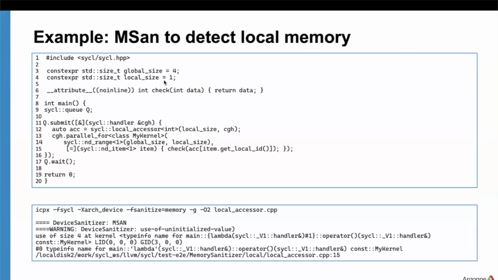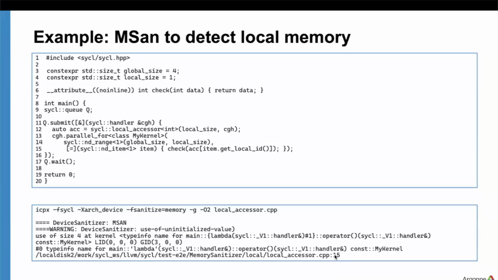These are some MSAN examples. Again, in the SYCL example, we just allocated a SYCL accessor ACC, and then we never initialized it. And then here we try to use the ACC array with the check function. So the sanitizer says, oh, you are trying to use this array without initialization. In this example, you can see the warning device sanitizer use of an uninitialized value, and then you need to check local accessor CPP, line number 15.